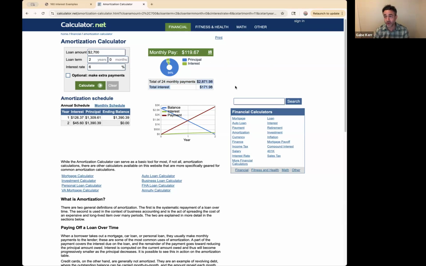You know, it will say, okay, well, you're not just paying the 2,700 back to the bank, you're paying the 2,700 back to the bank plus all this accumulated interest. And how much is that? That's $171.98.